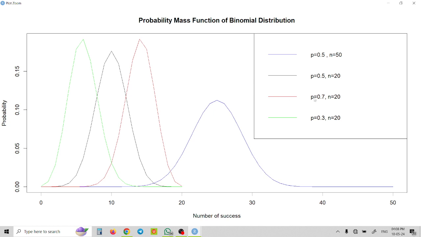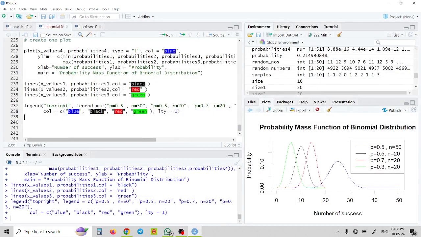Okay. Same thing we can plot when the probability increased. When the probability increased, that is 0.7 now, and 20 trials. So red color. So this is the mean. Okay, and we can see that if the probability increases, it becomes left skewed. Okay, and the green color shows the probability is less than 0.5, that is 0.3, and the number of trials is 20, it became right skewed. Okay, this is how we can see. Now we'll add the means also to get more clarity.